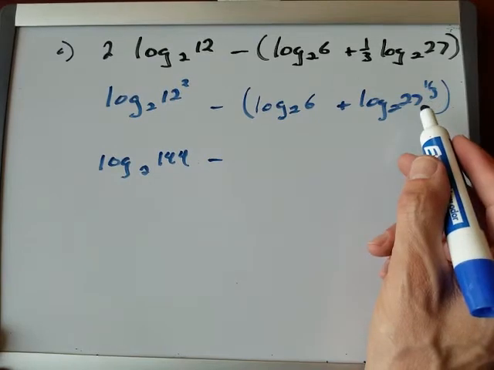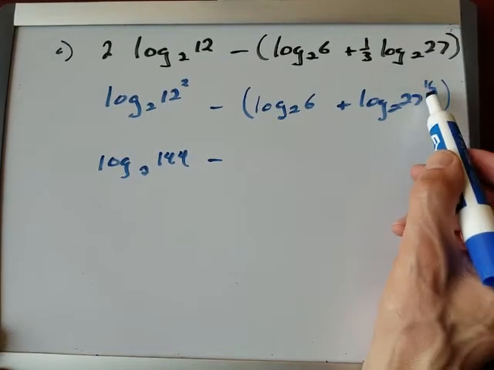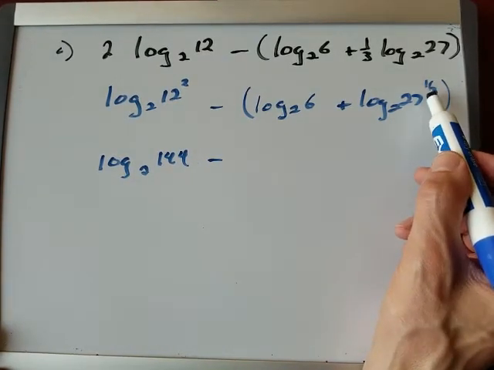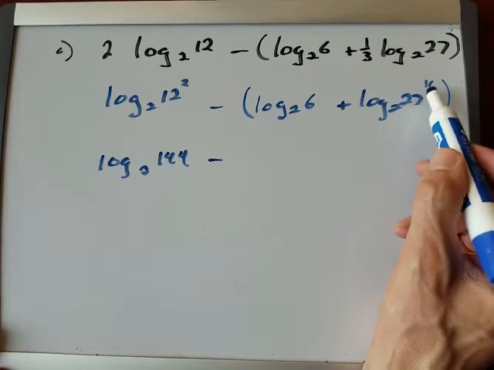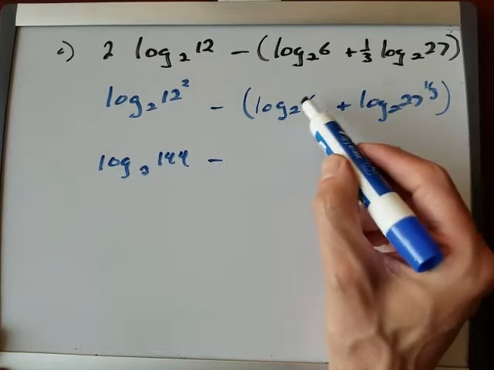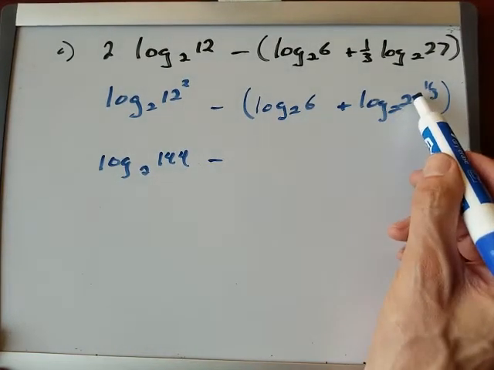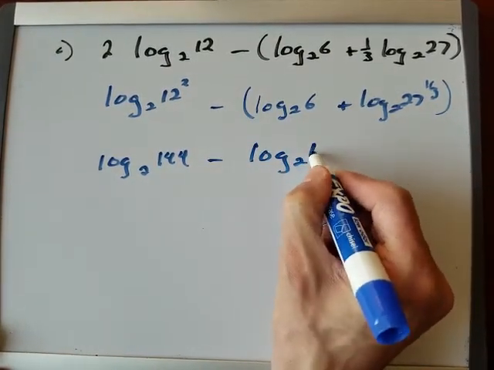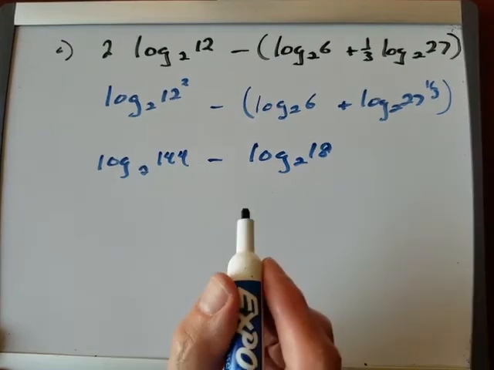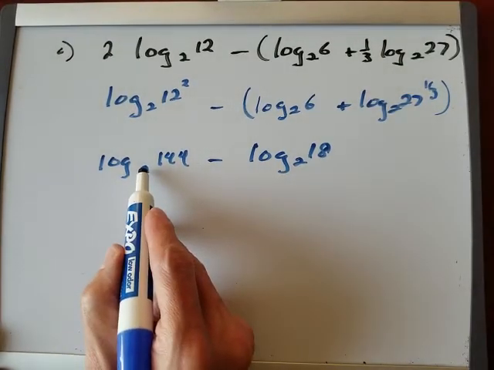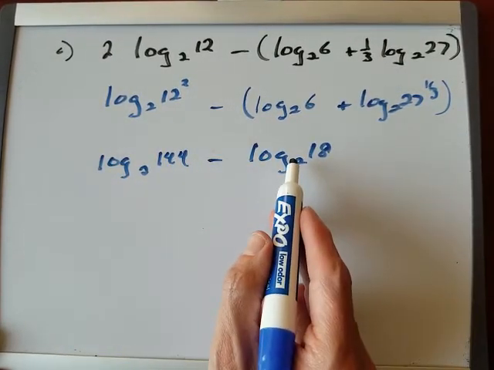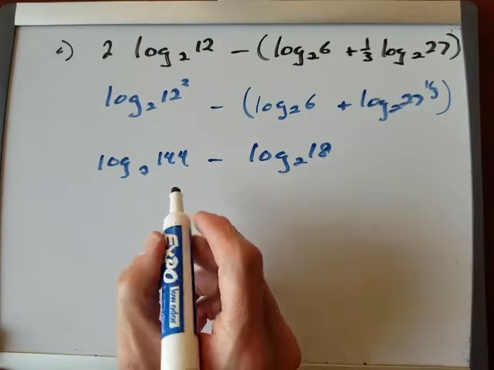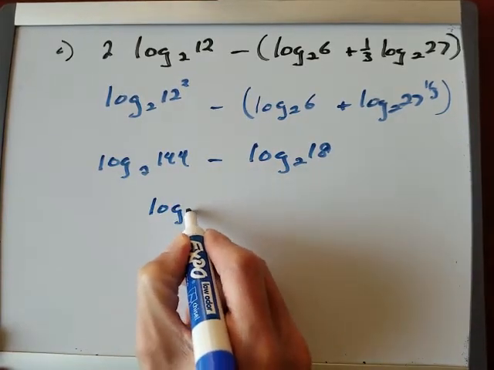Now in here, this is going to go quicker than you think. The 1/3 power means cube root. The cube root of 27 is a 3. So really what we have is a log base 2 of 6 plus a log base 2 of 3. The plus means we can multiply to a log base 2 of 18. Now finally, the base is the same. I can do a division, and this comes out quite nice. 144 divided by 18 is a nice clean 8.